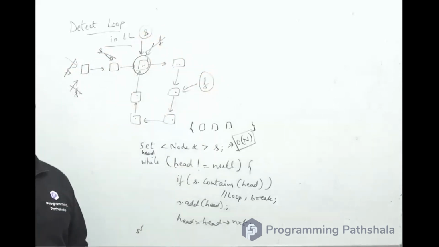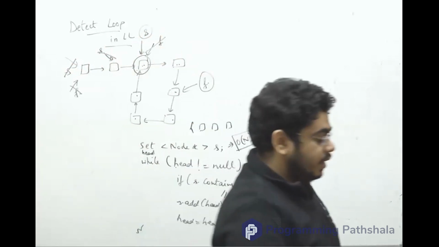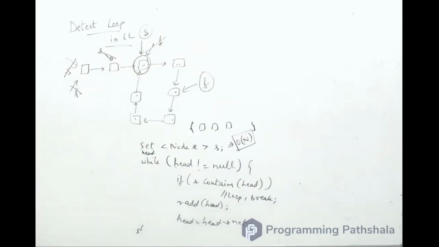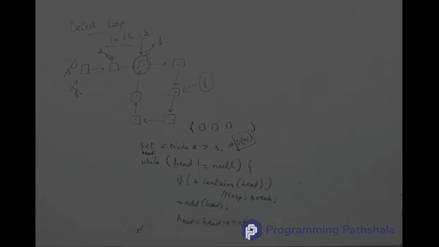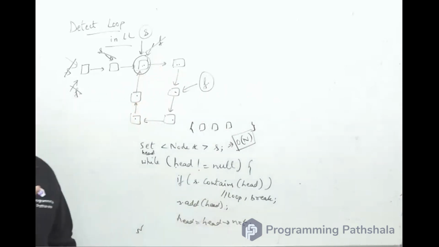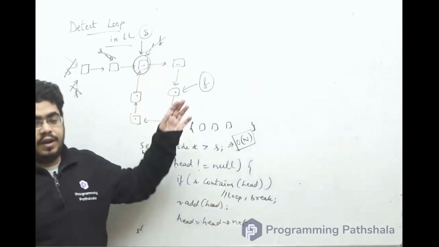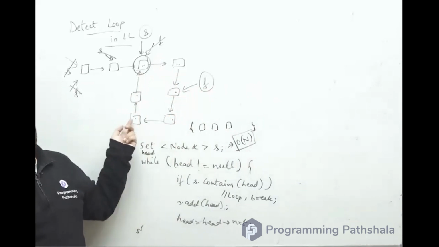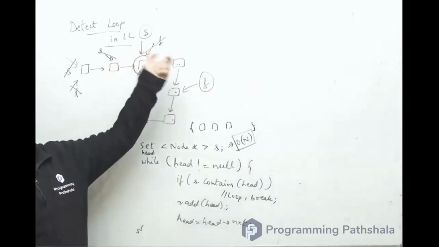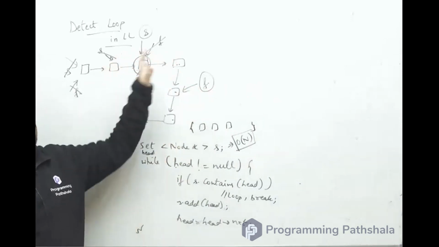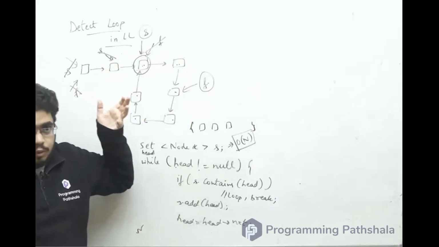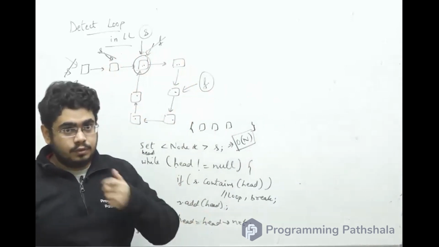Now can you see that both slow and fast have entered the loop in this particular case? Can I say now they'll never leave the loop? Like if I keep continuing, moving fast, moving slow, moving fast, moving slow, they'll just stay in this loop. They cannot ever go out if it has a loop.